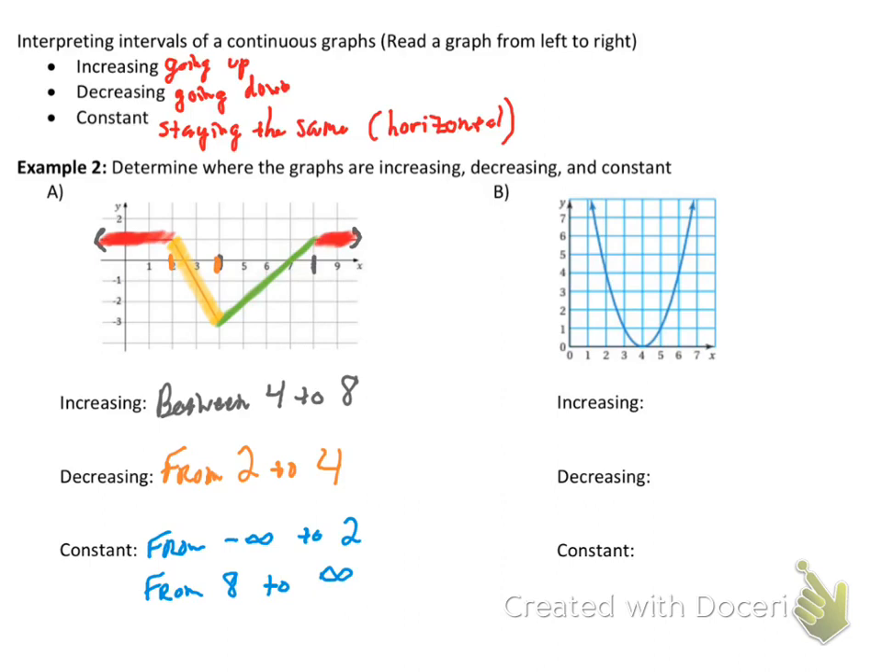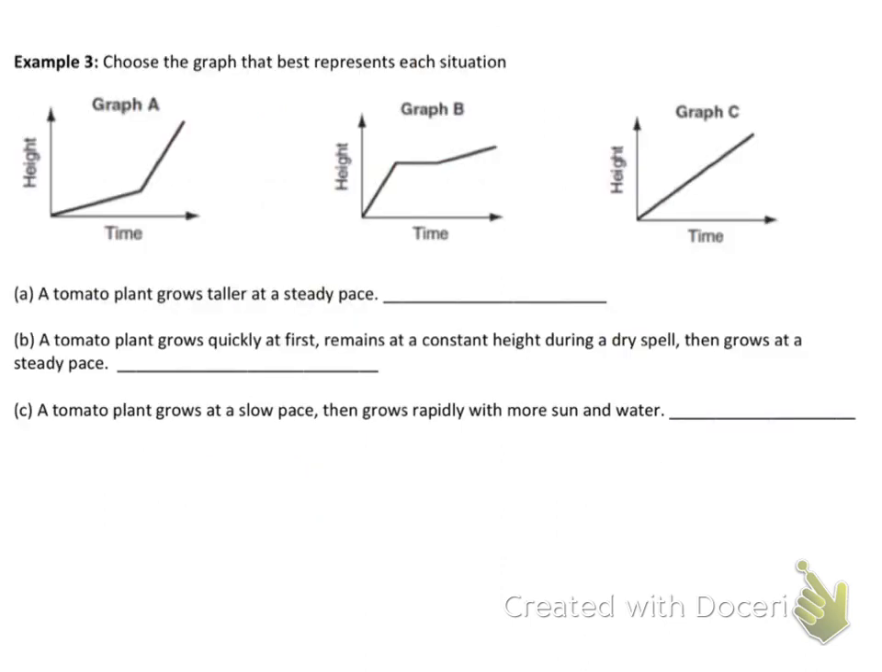Go ahead and try out letter B, the one right next to it. Okay, so you can check your work there. You'll notice it's increasing from 4 to infinity. And it's decreasing all the way from negative infinity to 4, and it's never staying the same. There's no horizontal lines there. Okay, so understanding where graphs are increasing, decreasing, or constant is going to help us when we're dealing with story graphs.